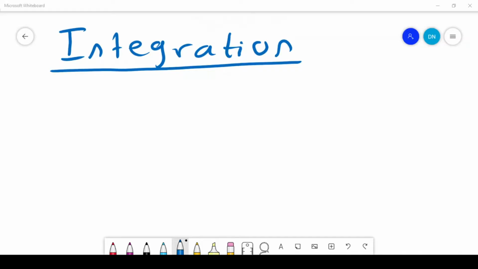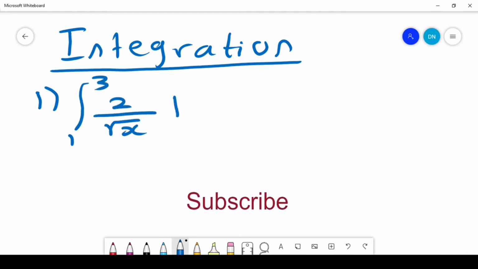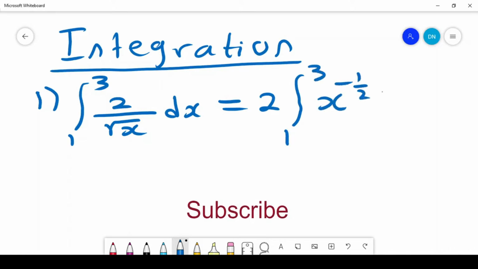To look at a number of integration problems, and the first example we want to look at is how to integrate the integral of 1 to 3 of 2 over the square root of x dx. And this, I can also comfortably write it as this. I've put 2 outside because I know that 2 is a constant.